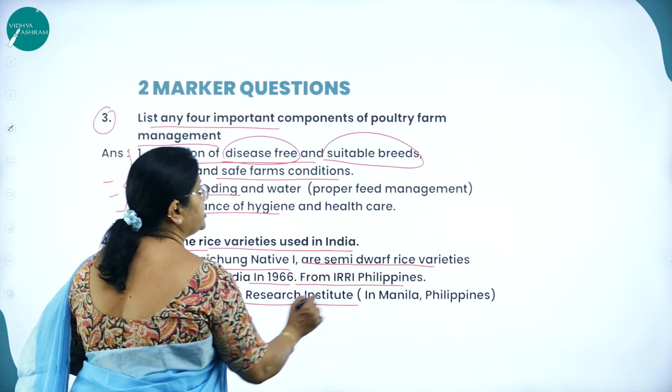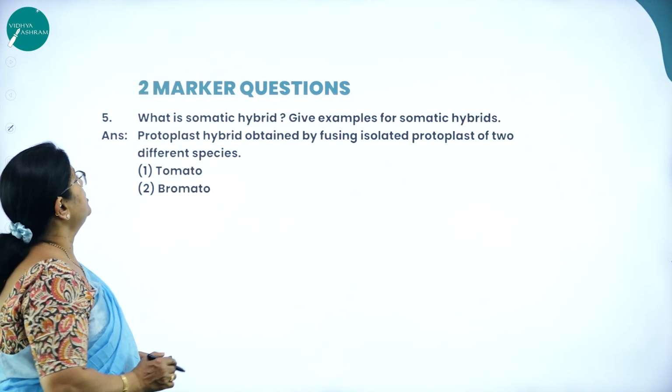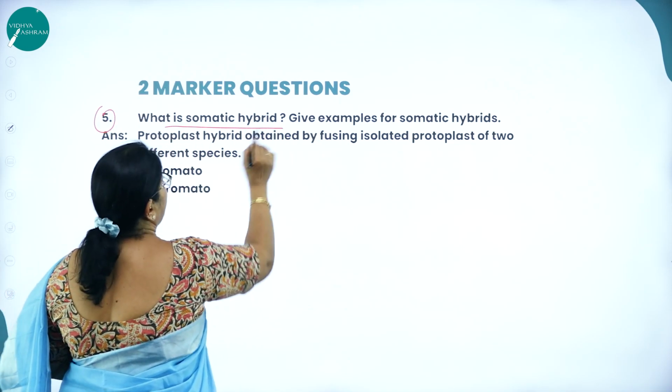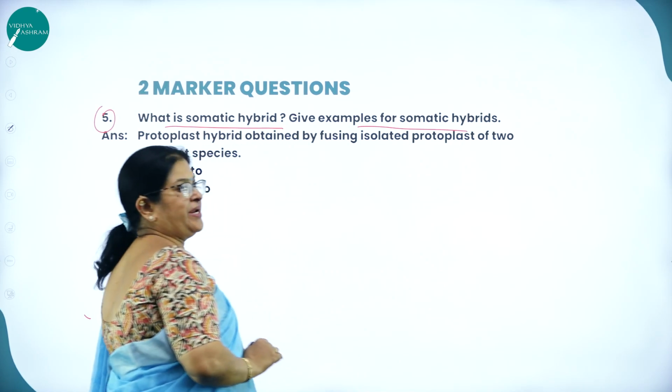International Rice Research Institute in Manila, that is Philippines. Next, question number 5. What is somatic hybrid? Give example for somatic hybrids.